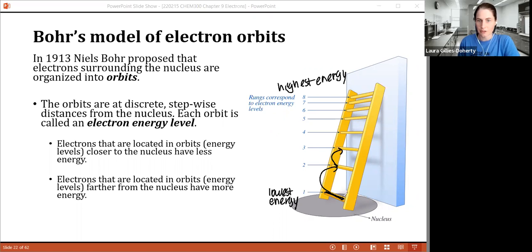So he proposed that orbitals exist in these stepwise functions moving away from the nucleus, and that the farther the electrons are from the nucleus, the more energy they have. So the farther away they are, the more energy they have.